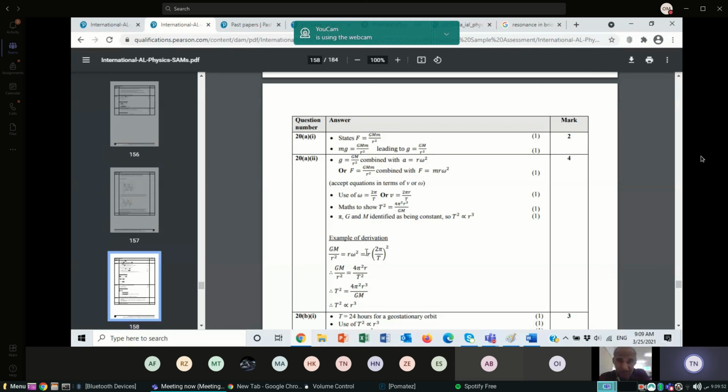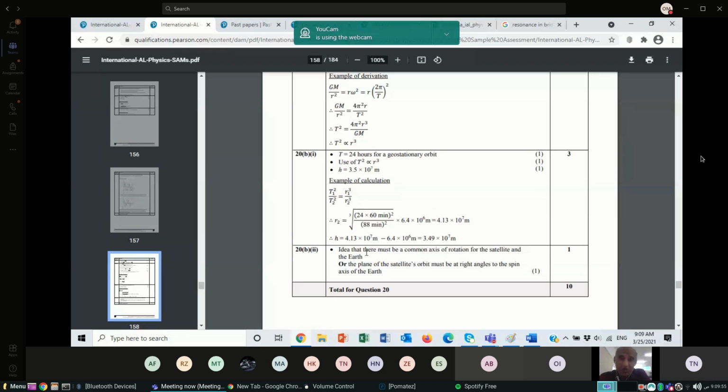So GM over r square equals to centripetal force, or GM over r square is the acceleration equals to r w square.